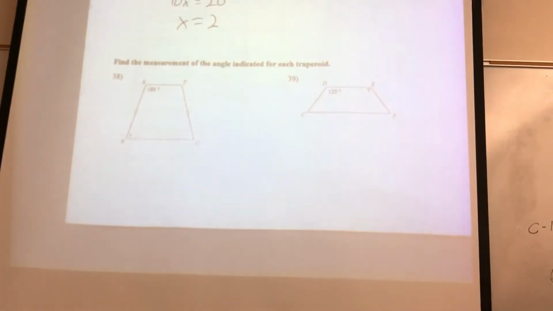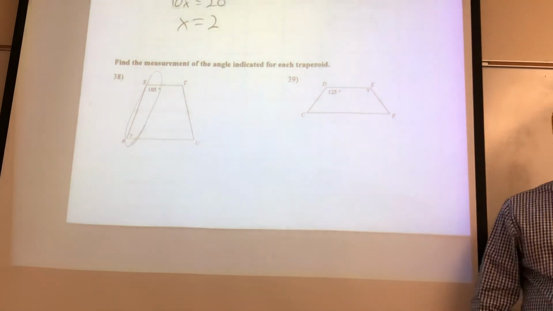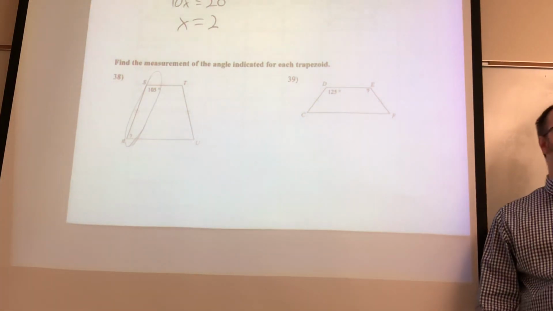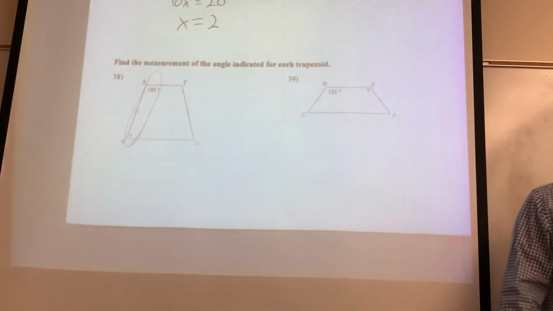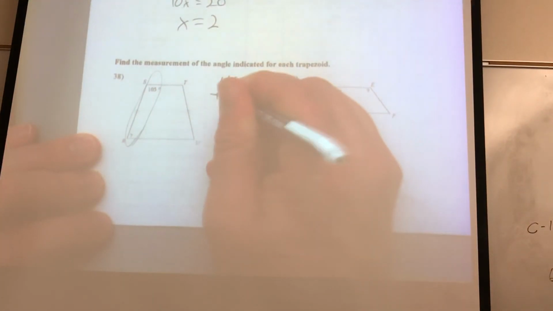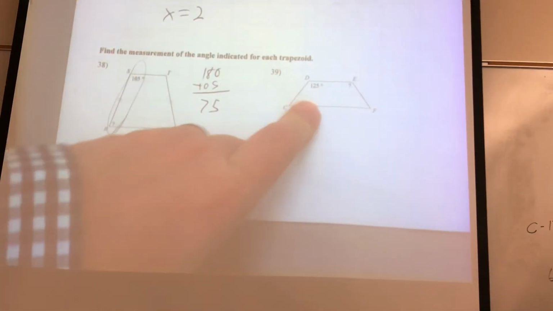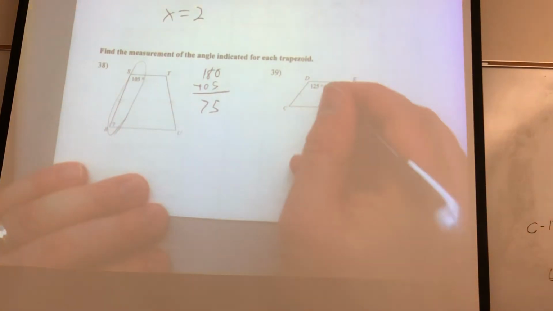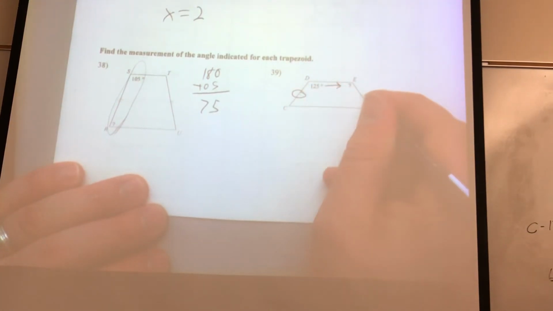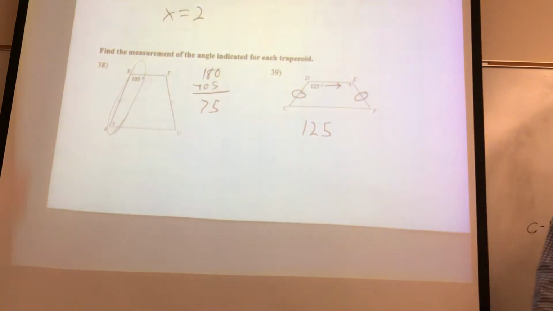Find the measurement of the angle indicated for each trapezoid. If it's a trapezoid, the top and bottom are always going to add together to be 180, no matter if it's isosceles or just a regular trapezoid. So on this one, 180 minus 105 is going to be 75. On this one here, number 39, 125 is just going to go straight across because it is an isosceles trapezoid. So that's just 125 for that top measurement. We don't have to do any math.